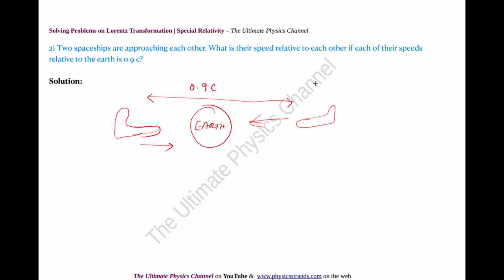Now for this we have to use the velocity transformation equations, right? So to solve this, we have to use the velocity equations. We know that Vx prime is equal to Vx minus u, if the relative velocity is u, over 1 minus Vx times u over c squared, right? This is the velocity transformation equation in the x direction.